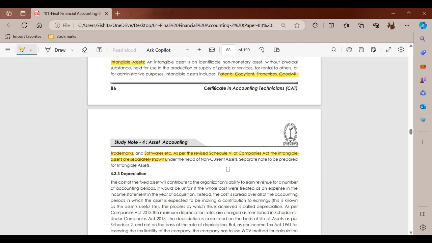As per the revised Schedule 6, there is no more a Schedule 6 as per Companies Act 2013. That is, revised Schedule 6 has become the Schedule 3. So, as per Schedule 3 of the Companies Act 2013, the intangible assets are separately shown under the head of non-current assets. So the balance sheet has non-current assets, and under non-current assets you have the PP&E. Under that you have the tangibles and intangibles. Okay, a separate note is provided for intangible assets.